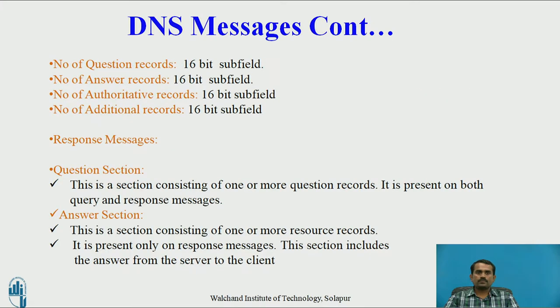Now, number of question records. It is a 16 bit subfield that contains the number of questions, one or more questions. Then the number of answer records is also a 16 bit subfield. It contains the number of answer records. Then the authoritative field is also 16 bit. It can contain one or more authoritative answer records. Additional is also a 16 bit subfield. It can contain one or more additional records.